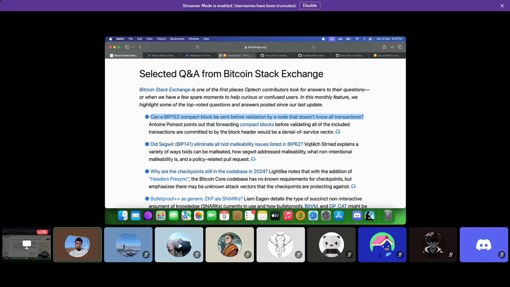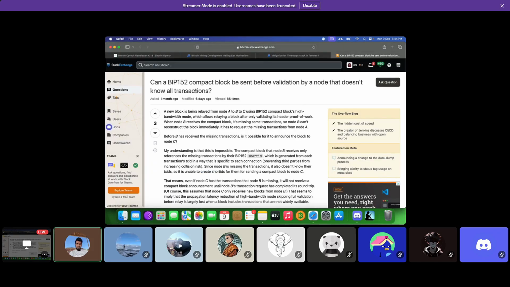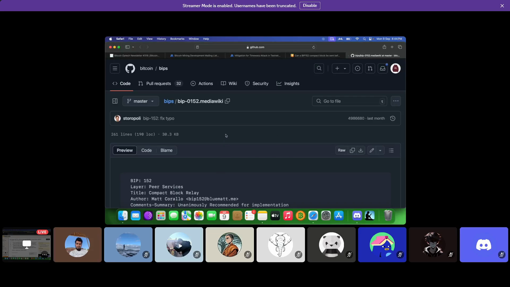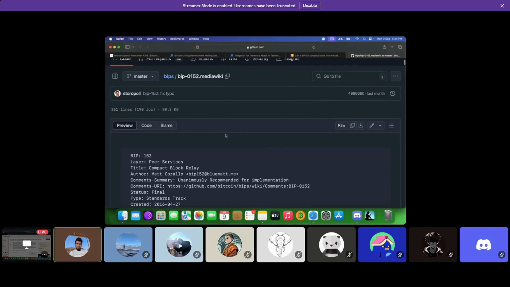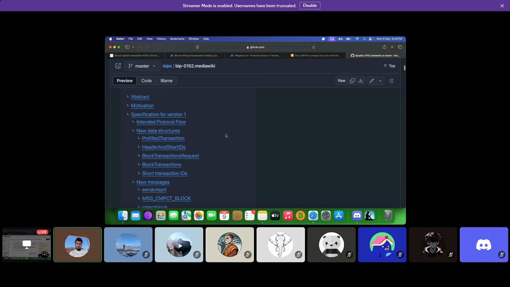My laptop is lagging, guys, so kindly bear with me. Okay, so the question is, can a BIP 152 compact block be sent before validation by a node that doesn't know all transactions? Let us in brief first understand what a compact block is. We'll try and cover this in 5 to 7 minutes so that at least we can cover 4 or 5 questions. So you can go through BIP 152 if you want to understand what a compact block is.